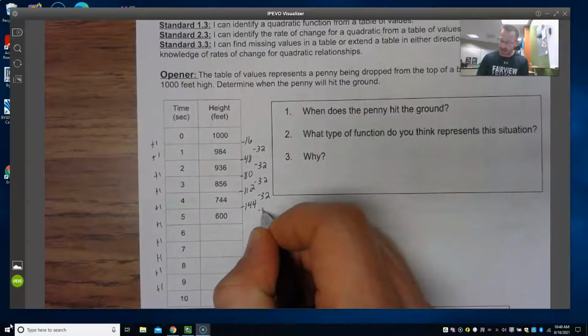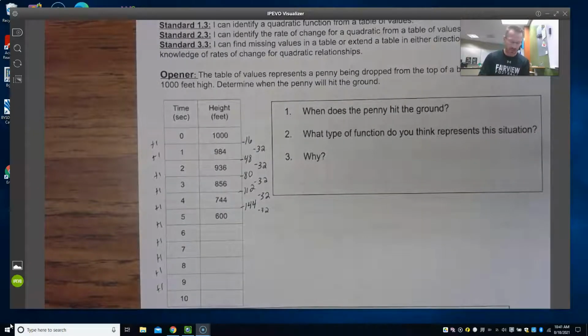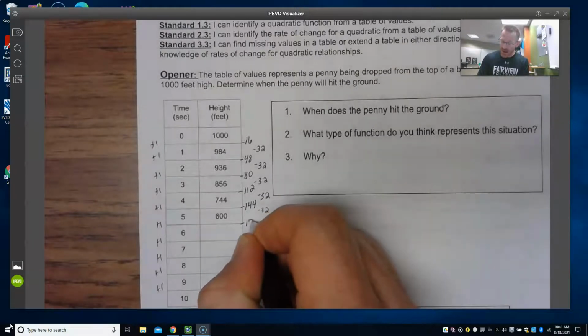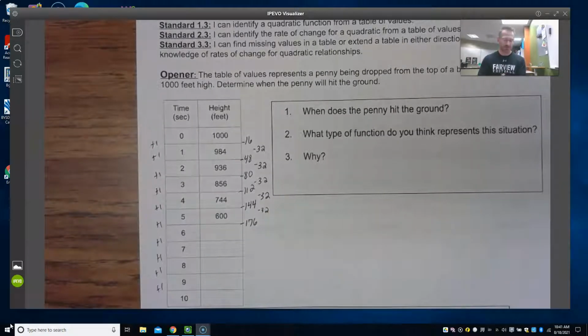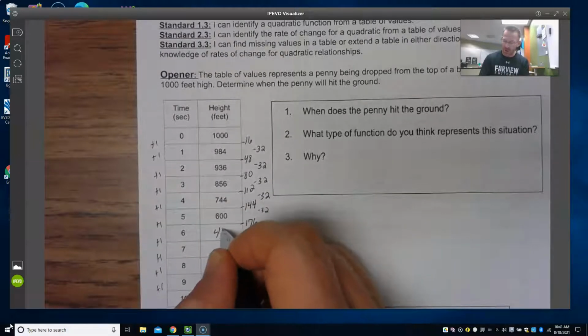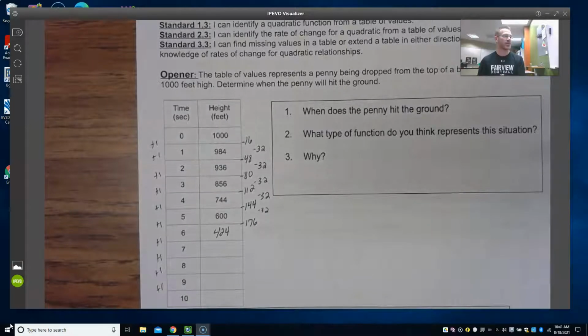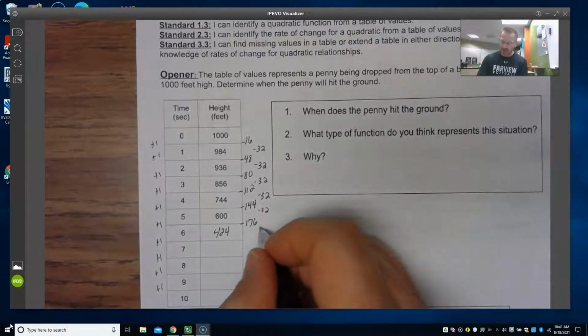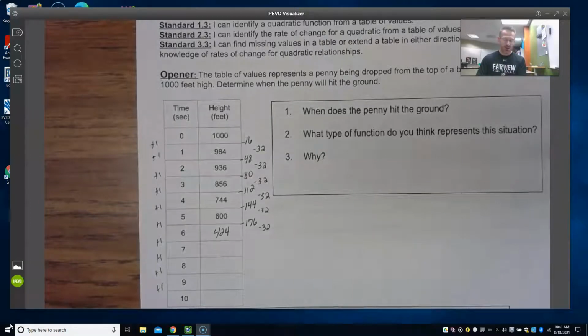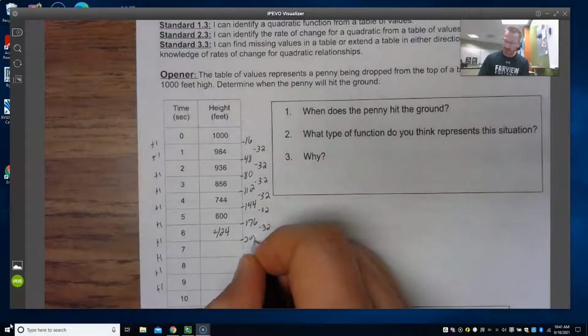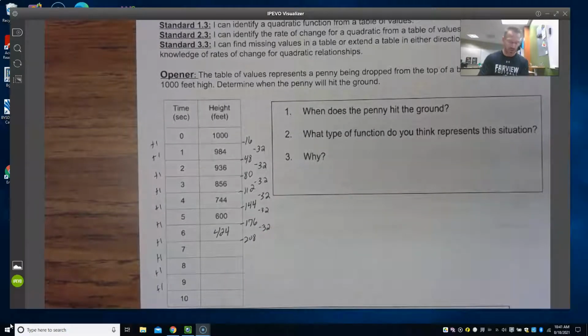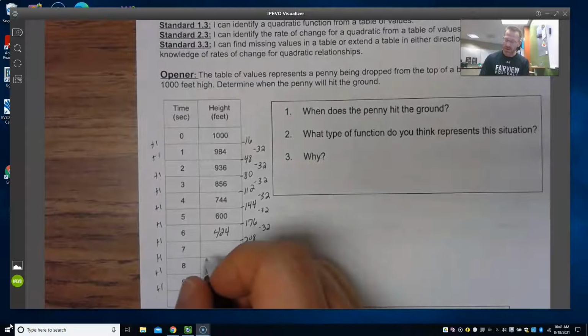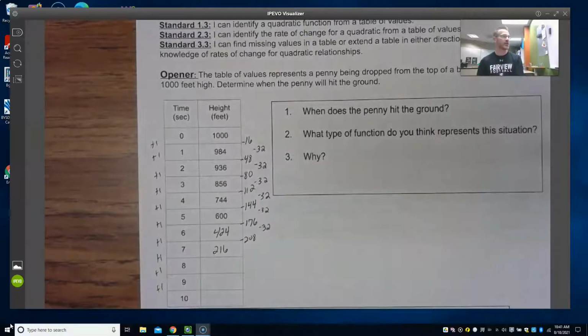So notice I need to subtract 32 again. So negative 144 minus 32 says now I should go down negative 176. So 600 minus 176, now that penny's at 424 feet after 6 seconds. Well, to get my next rate of change, I have to subtract 32 again. So negative 176 minus 32 is negative 208. So 424 minus 208, that means after 7 seconds it's at 216 feet.